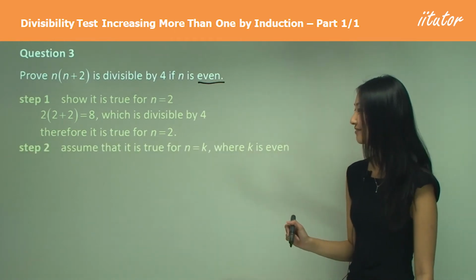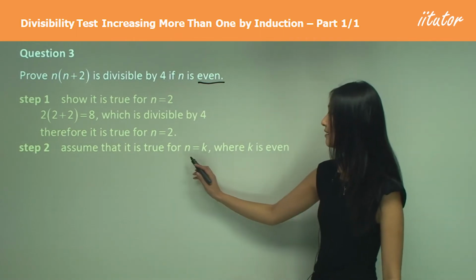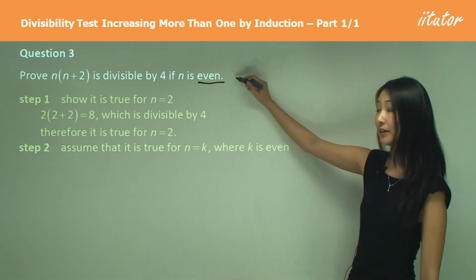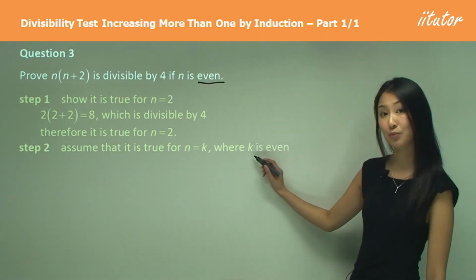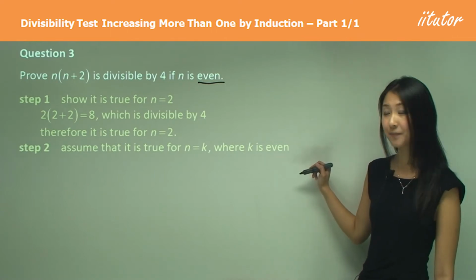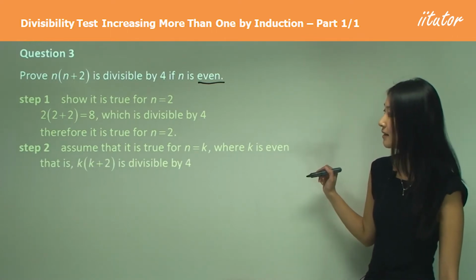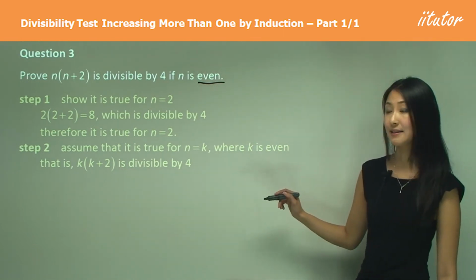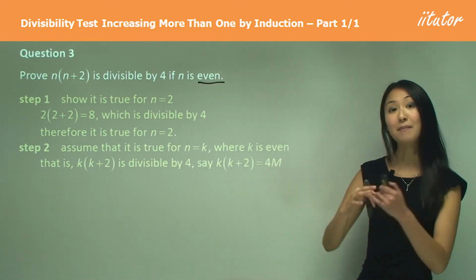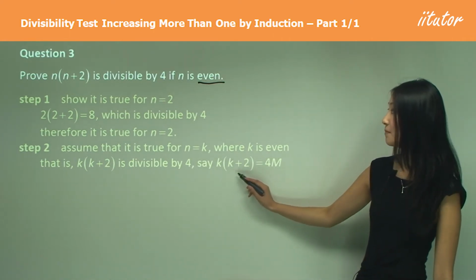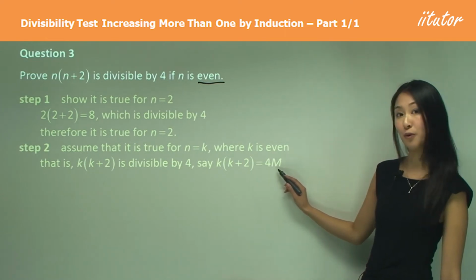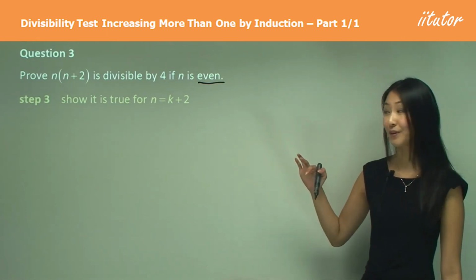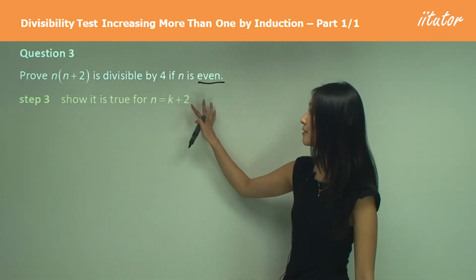All right, step 2 now. We make the assumption that it is true for n equals k, but only where k is even, because here it says only if n is even. So that same rule must apply in our assumption as well. That means that k times k plus 2 is divisible by 4 where k is even. So we can say, by making that into an equation, that k times k plus 2 equals 4m, where m is an integer.